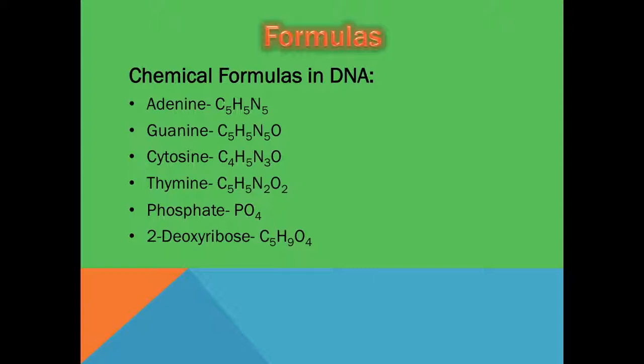Chemical formulas in DNA. Adenine is carbon 5, hydrogen 5, nitrogen 5. Guanine is carbon 5, hydrogen 5, nitrogen 5, oxygen. Cytosine is carbon 4, hydrogen 5, nitrogen 3, oxygen. Thymine is carbon 5, hydrogen 5, nitrogen 2, oxygen 2. Phosphate is phosphorus, oxygen 4. And then 2-deoxyribose is carbon 5, hydrogen 9, oxygen 4.